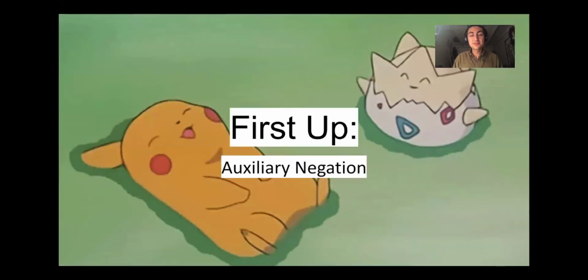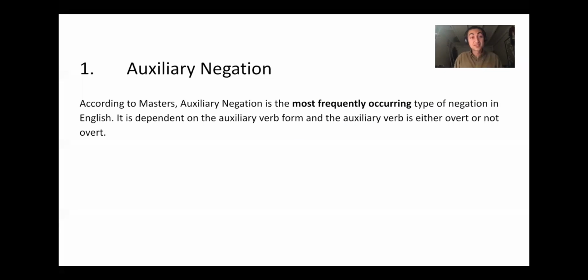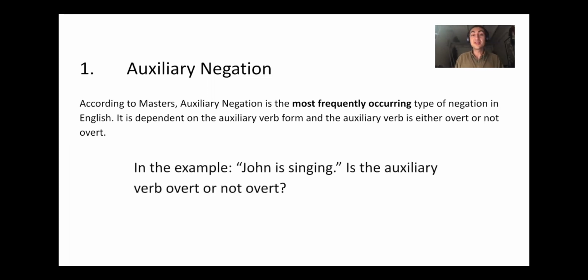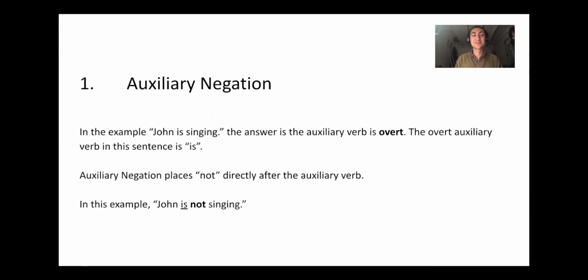All right. First up, auxiliary negation. According to Masters, auxiliary negation is the most frequently occurring type of negation in English. It is dependent on the auxiliary verb form, and the auxiliary verb is either overt or not overt. In the example, John is singing, is the auxiliary verb overt or not overt? In this example, the auxiliary verb is overt, as you can see it, and the overt auxiliary verb in the sentence is "is."